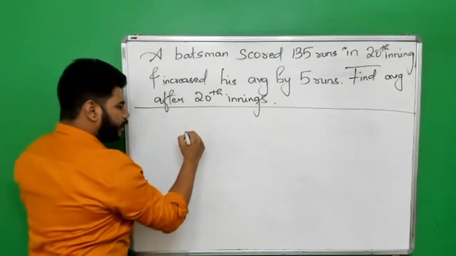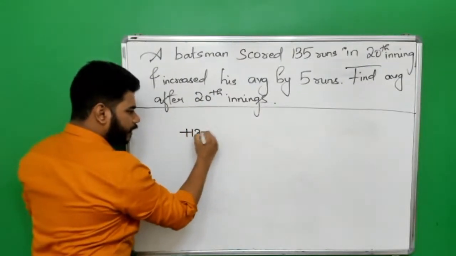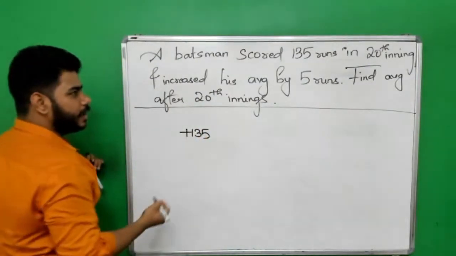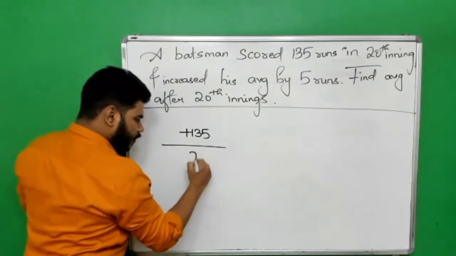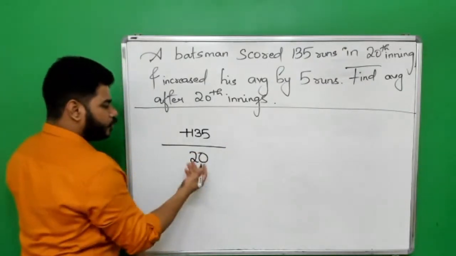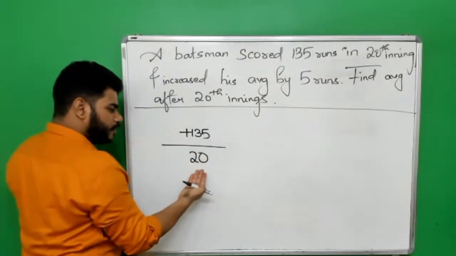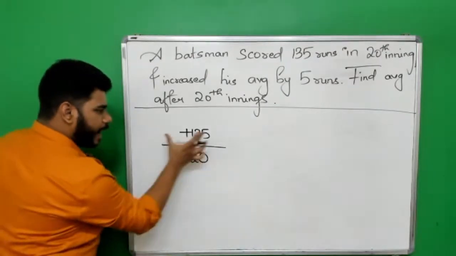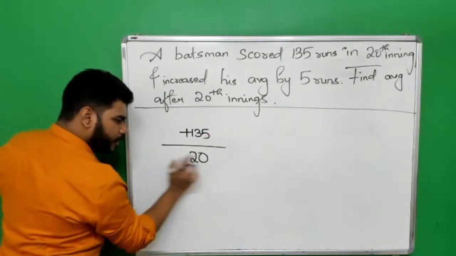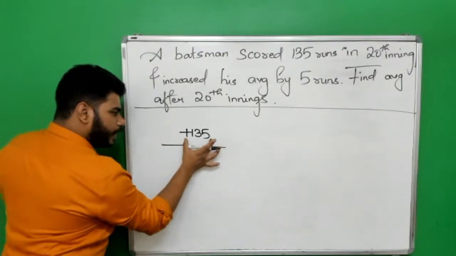A batsman scored 135. Sir, he is scoring 135, which means 135 in the numerator. In his 20th match, so the total number of matches I got to know is 20. So in the numerator, no sir, average means sum by number. Number of matches I got to know, I got to know 20th match.